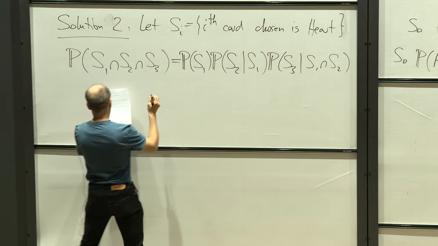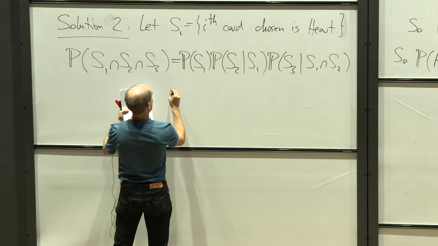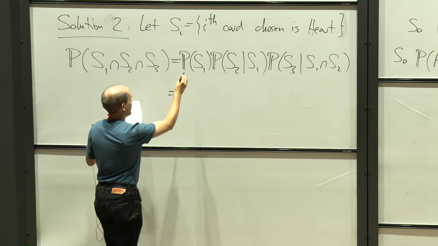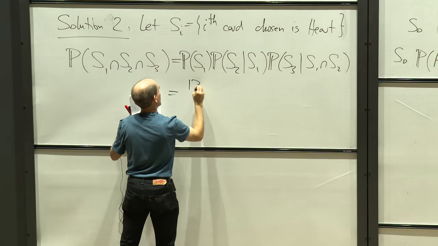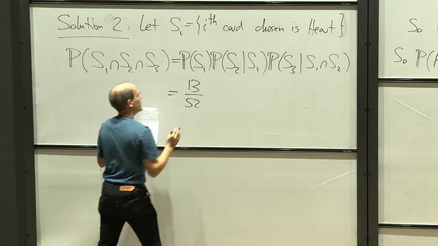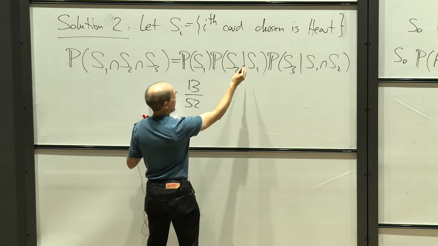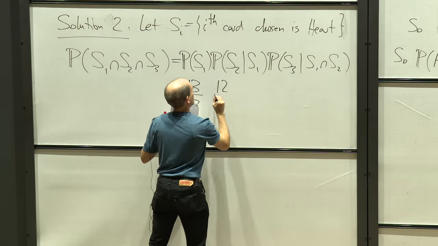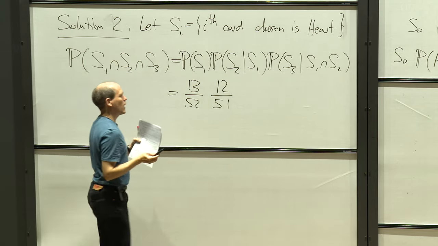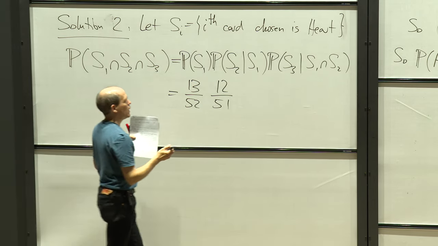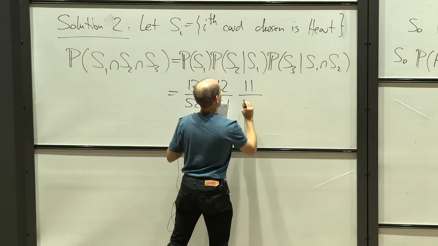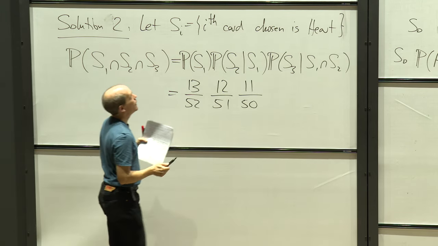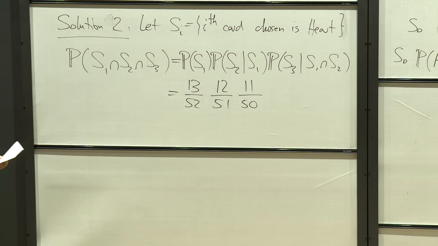So the calculation then is for each one of those with reasoning very similar to what we had up there. So 13 out of 52, once you have taken one out, you are asking to pick any of the 12 out of 51 remaining cards, and then 11 out of 50. And of course, you can do some elementary manipulations to figure out that those two answers are, in fact, the same answer.